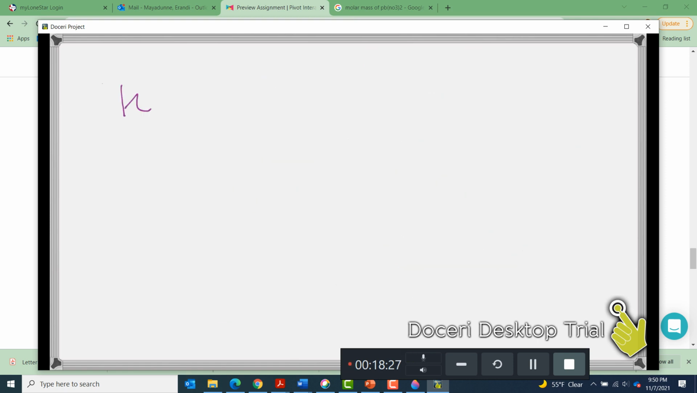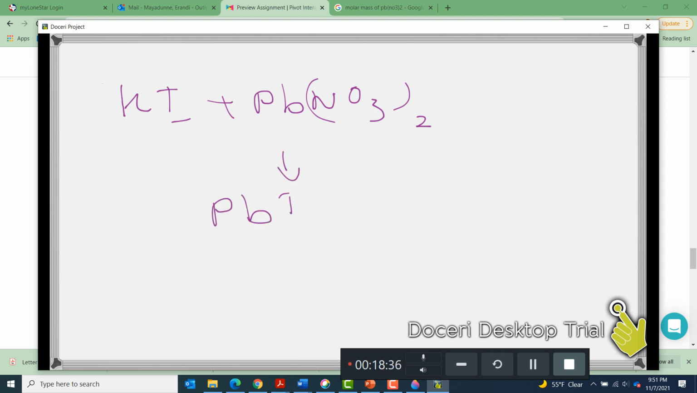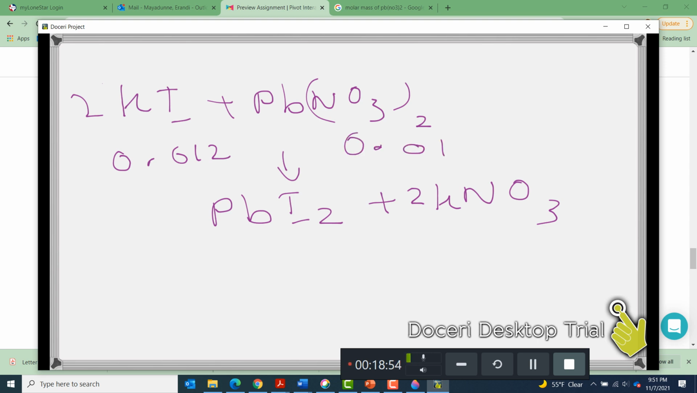Potassium iodide plus lead nitrate, you get PbI2 plus KNO3, and you put 2 in front. If you look at the very first one, this is 0.012, and we found this was 0.01. I'm using the first trial because I did only the first trial. How to find the lead iodide moles? If you see these two in the reaction, it is 1 to 1. If you have 1 mole of lead nitrate, you have 1 mole of lead iodide.